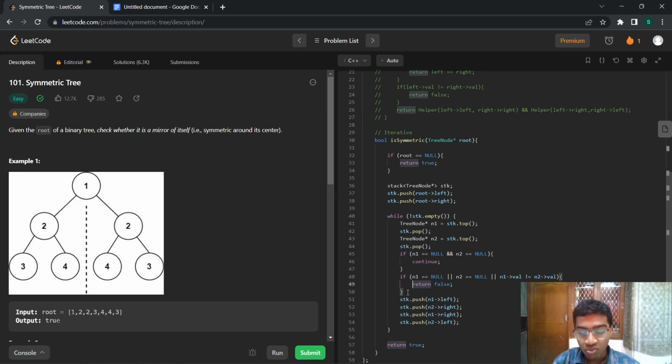And if this also matches, then moving on to the second and third conditions, we first push left of n1 and right of n2. n1 was this, n2 was this. So n1 left will be this 2, 3, and n2 right will be this 2, 3. So we are comparing these two first, and then we also push n1 right, this 2, 4, and n2 left, this 2, 4, and then we repeat the same process. We check whether these two are mirror images using the same iterative method, and once the stack is empty, which means we have checked all the elements, we return true. So that's it about this question.